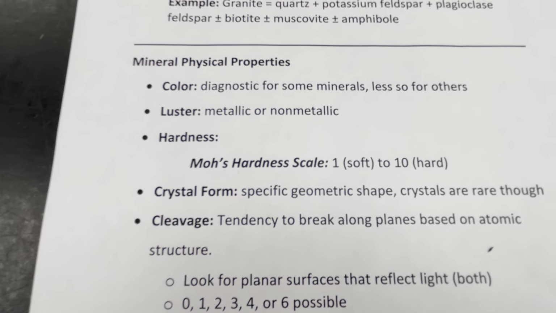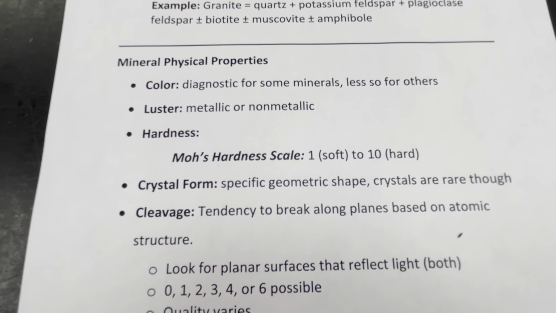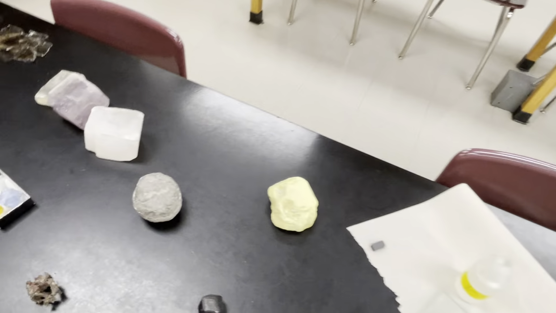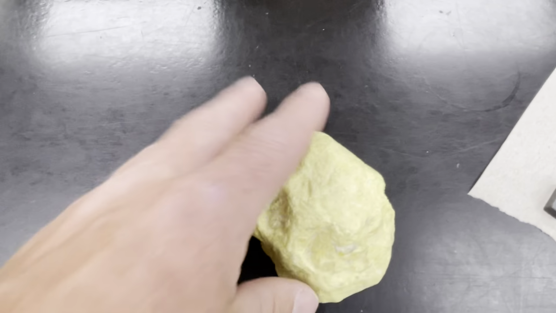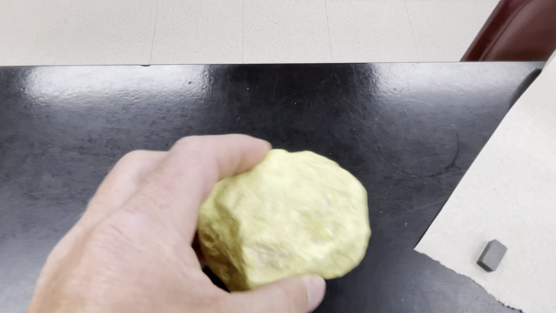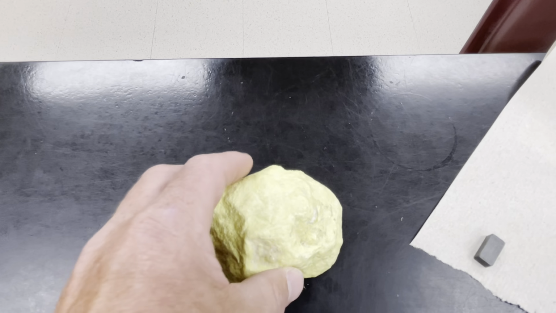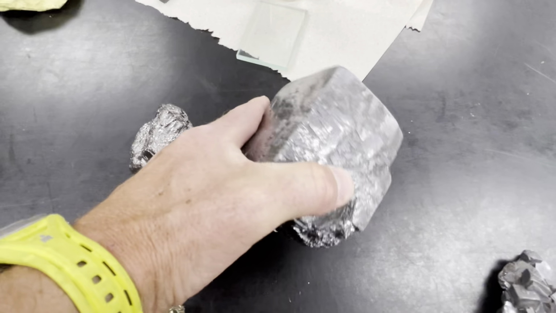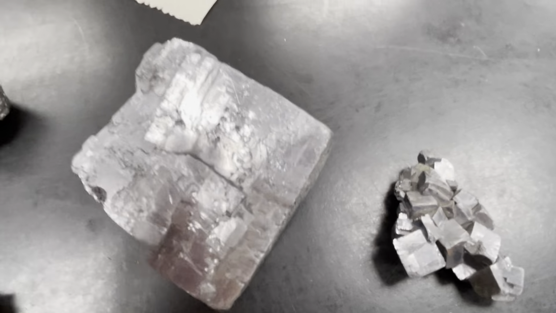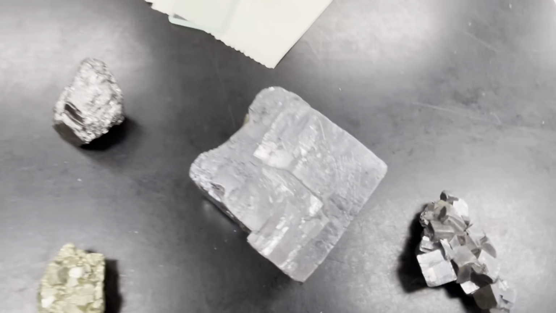So we'll start with color. So color is really good for some minerals, but not so good for others. A good example of that might be the mineral sulfur. So sulfur is always this yellow color. It also smells kind of stinky like rotten eggs. That's sulfur. This mineral here, galena, is always this silvery gray color. Here's another sample of it right here. So this color is almost always diagnostic to that specific mineral.